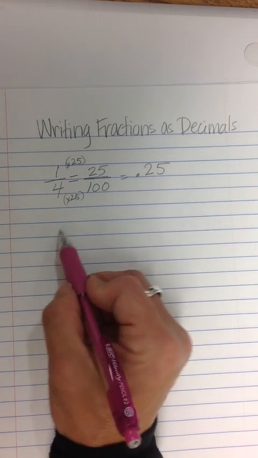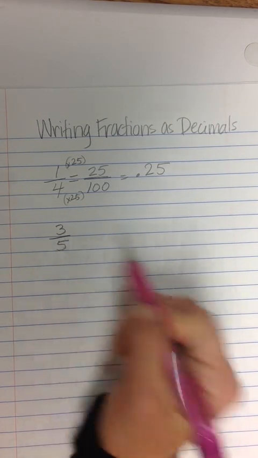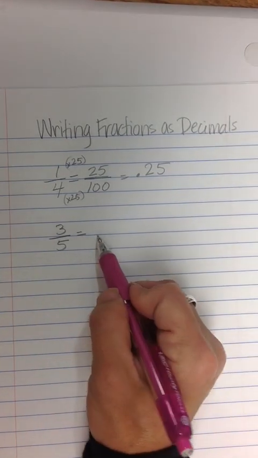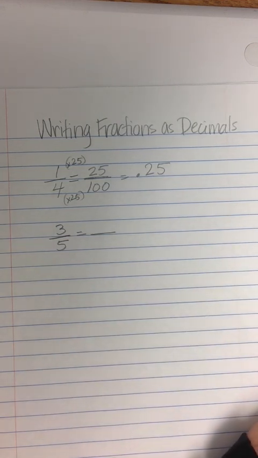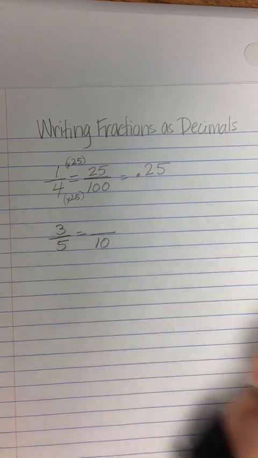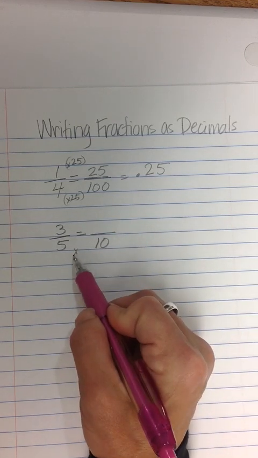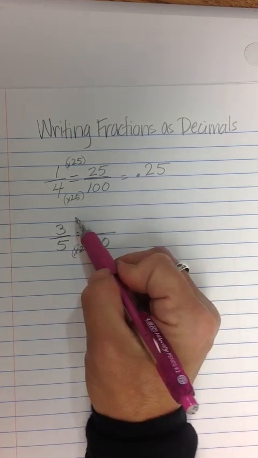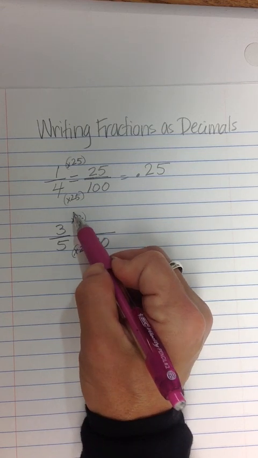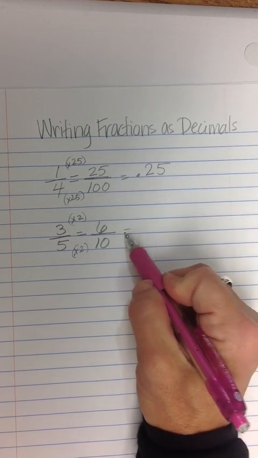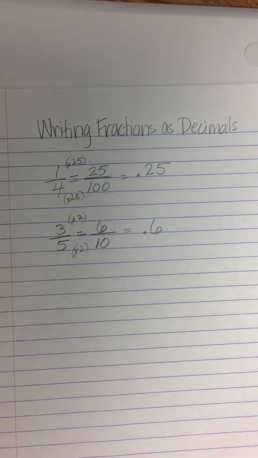Let's look at another one. Let's look at 3/5. If I change it to an equivalent fraction, I can change my denominator to 10, 100, 1,000. But let's go the easiest route. 5 can change to 10. I can easily change fifths to tenths by multiplying by 2. Whatever I do to the bottom, I have to do to the top. 3 times 2 is 6. Now I have 6 tenths. We write that as decimal 6, 6 tenths.